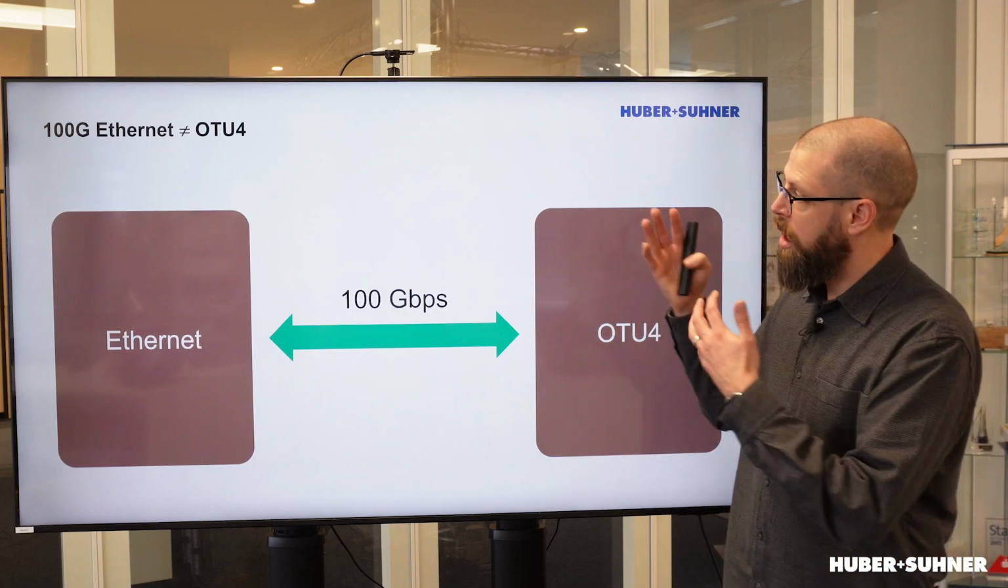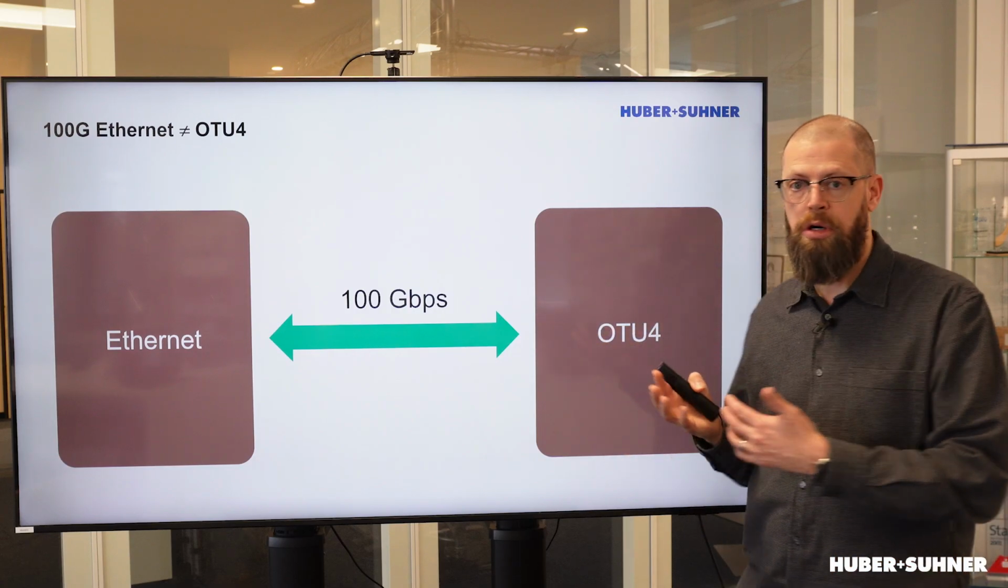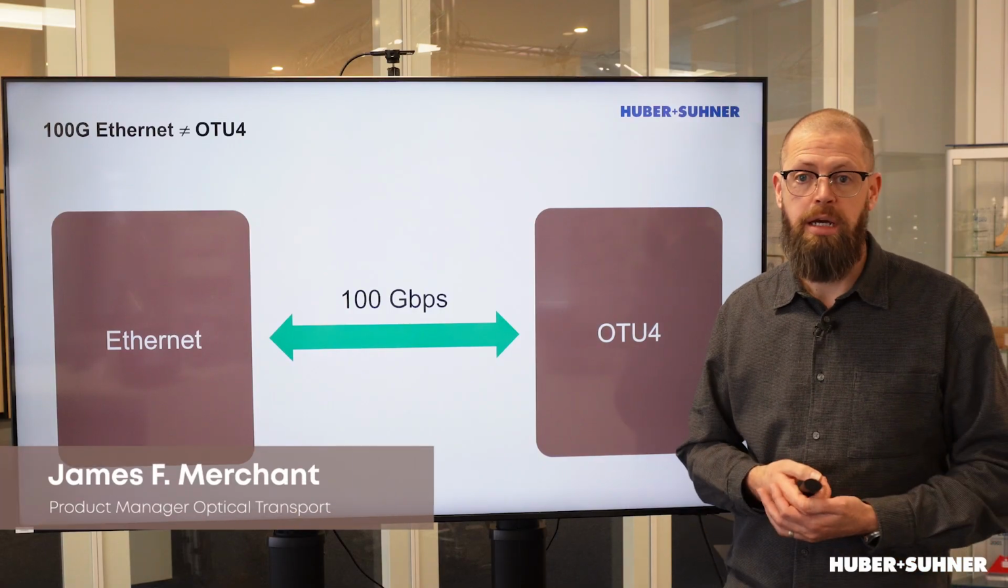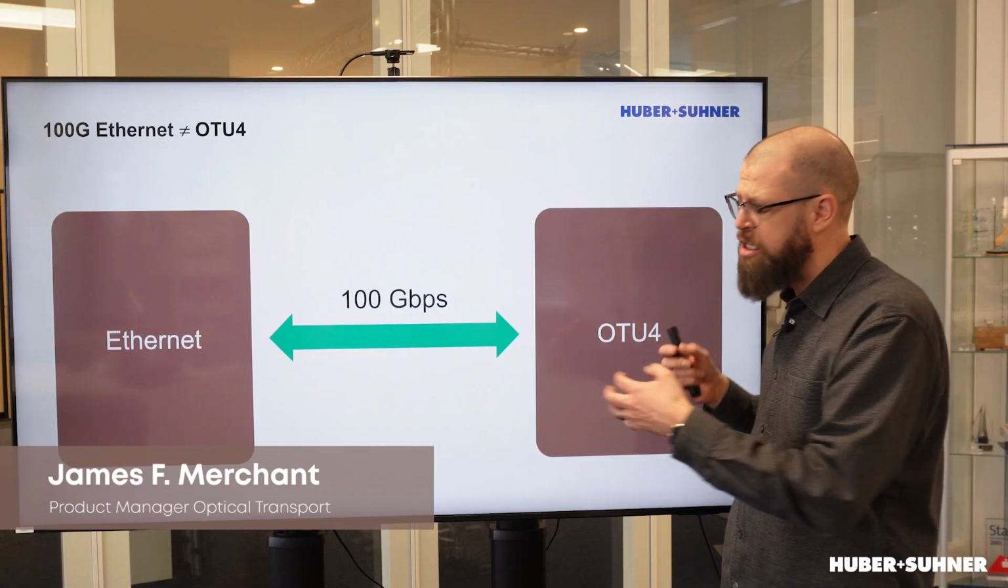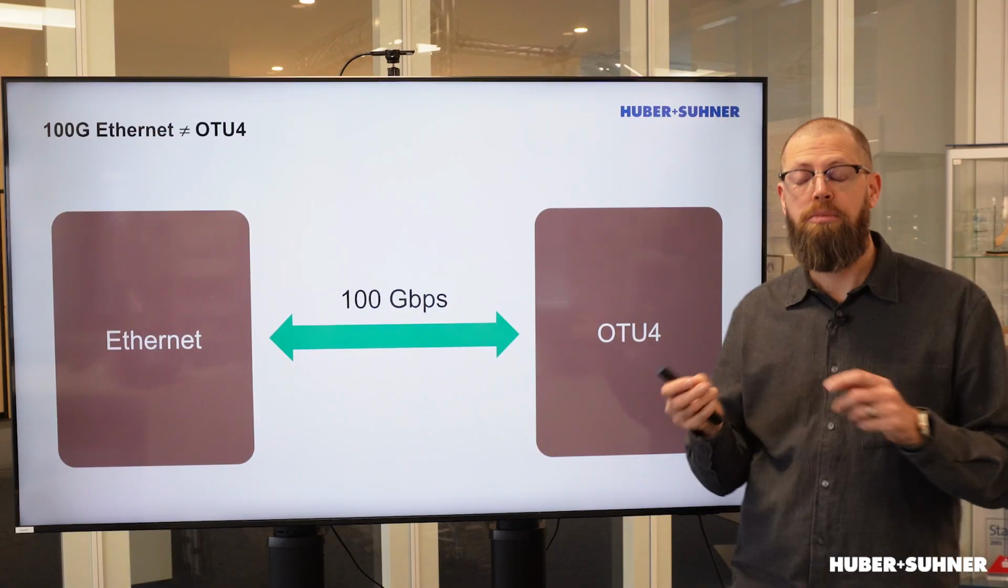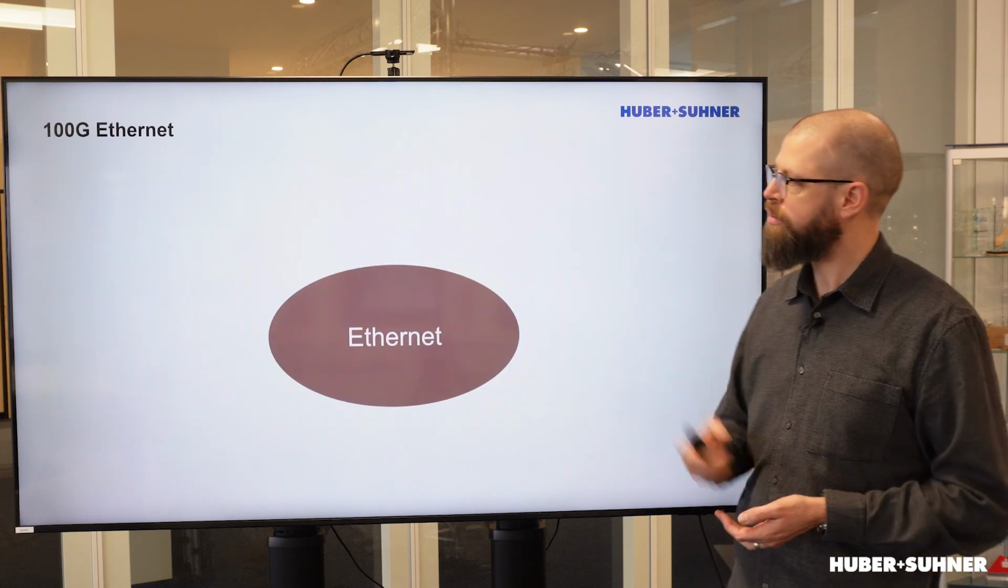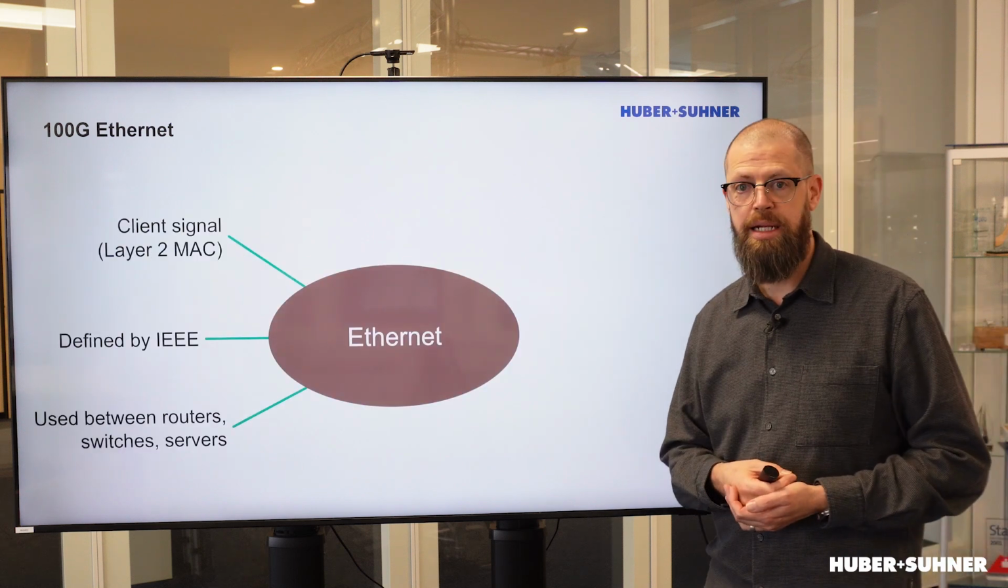At first glance, 100 gig Ethernet and OTU4 are doing the same thing. They're moving around data at 100 gigabit per second. But they're actually at two different layers of the network, and more importantly, they are designed for two completely different jobs. Let's start out with Ethernet.